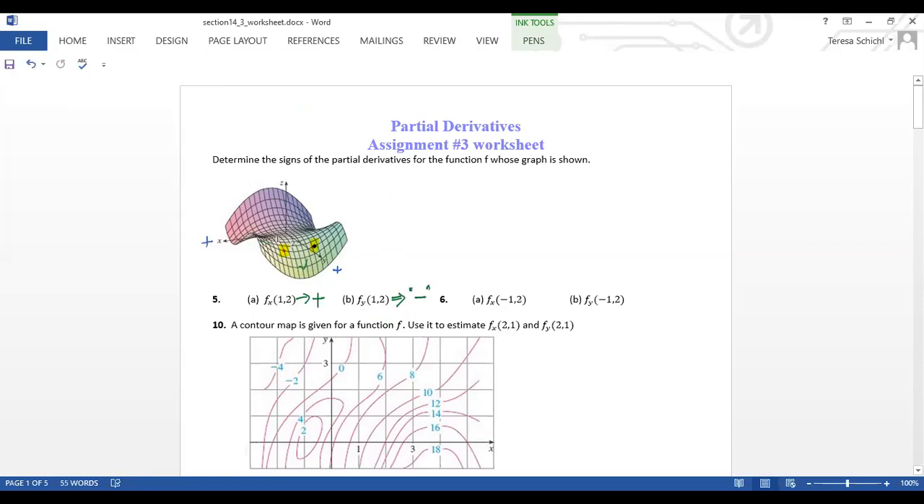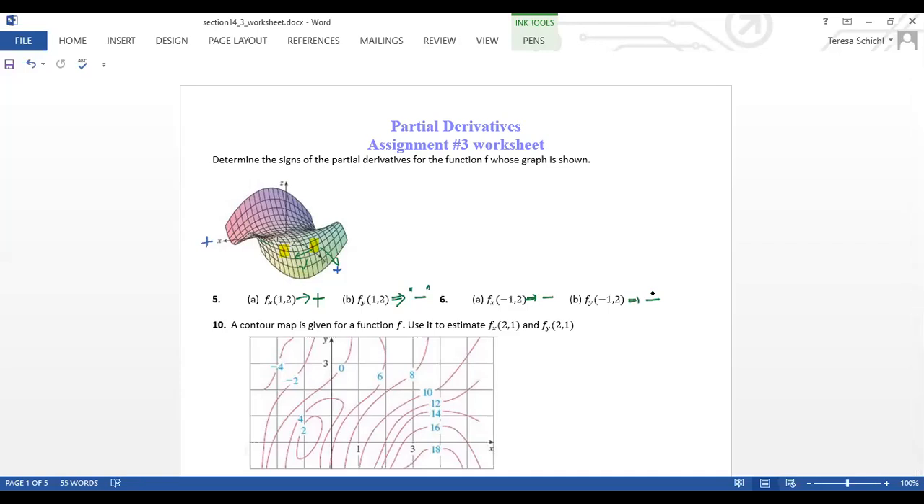Now let's take a look at this point. This is (-1, 2). When you move along the x-axis, from here you drop to here, so this will be negative. Let's take a look at the same point, moving along the y-axis. What happened? You drop off. Here it seems like a curve going down like a cliff, so this one will give you a negative as well. Okay, so that is how we read the graph and decide.